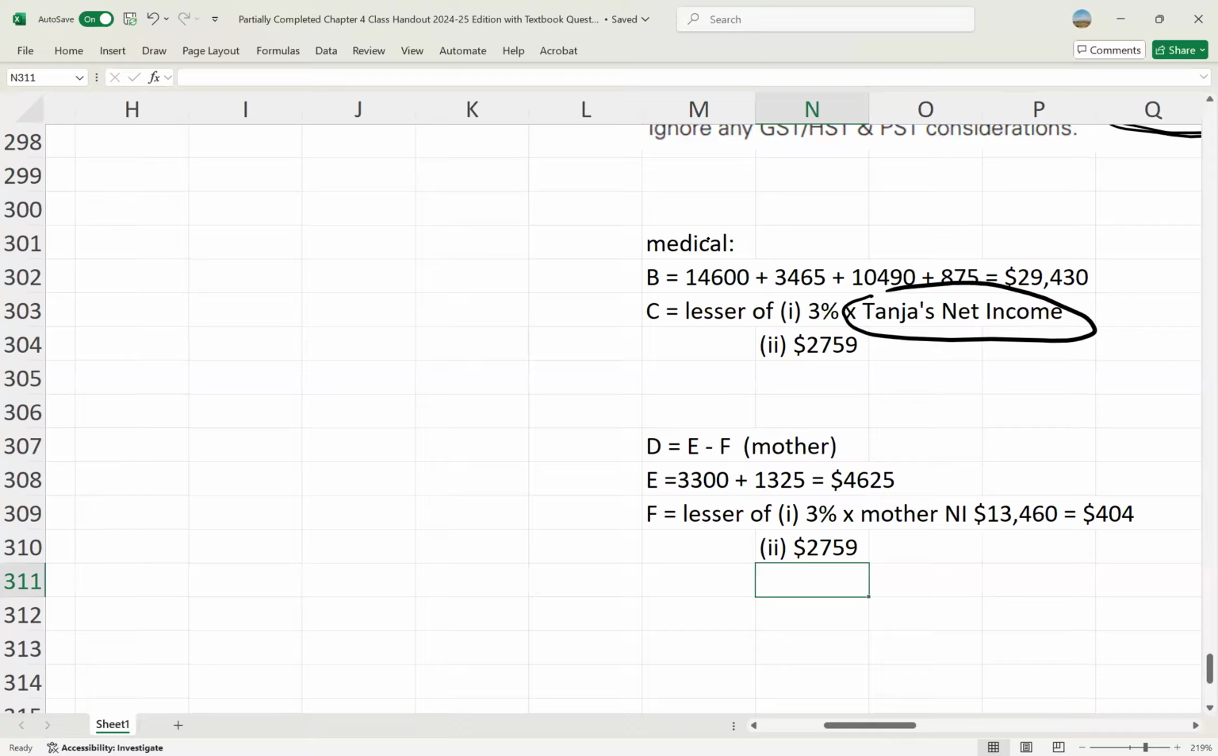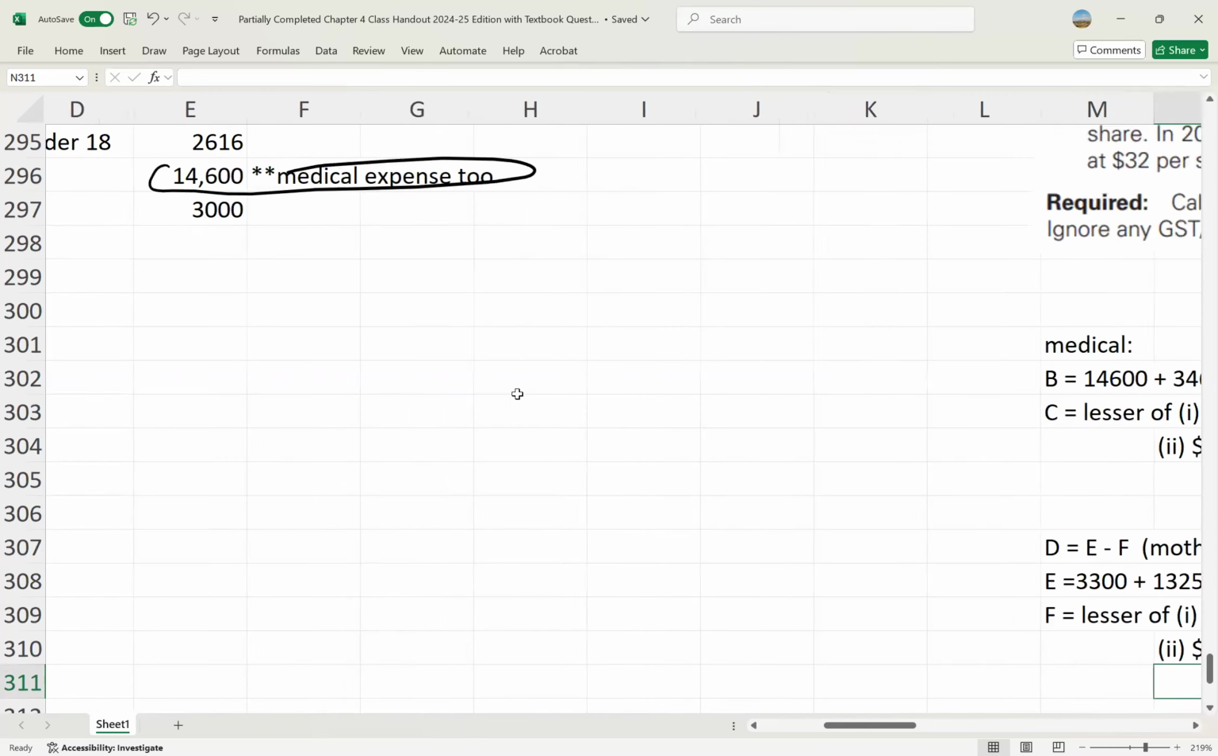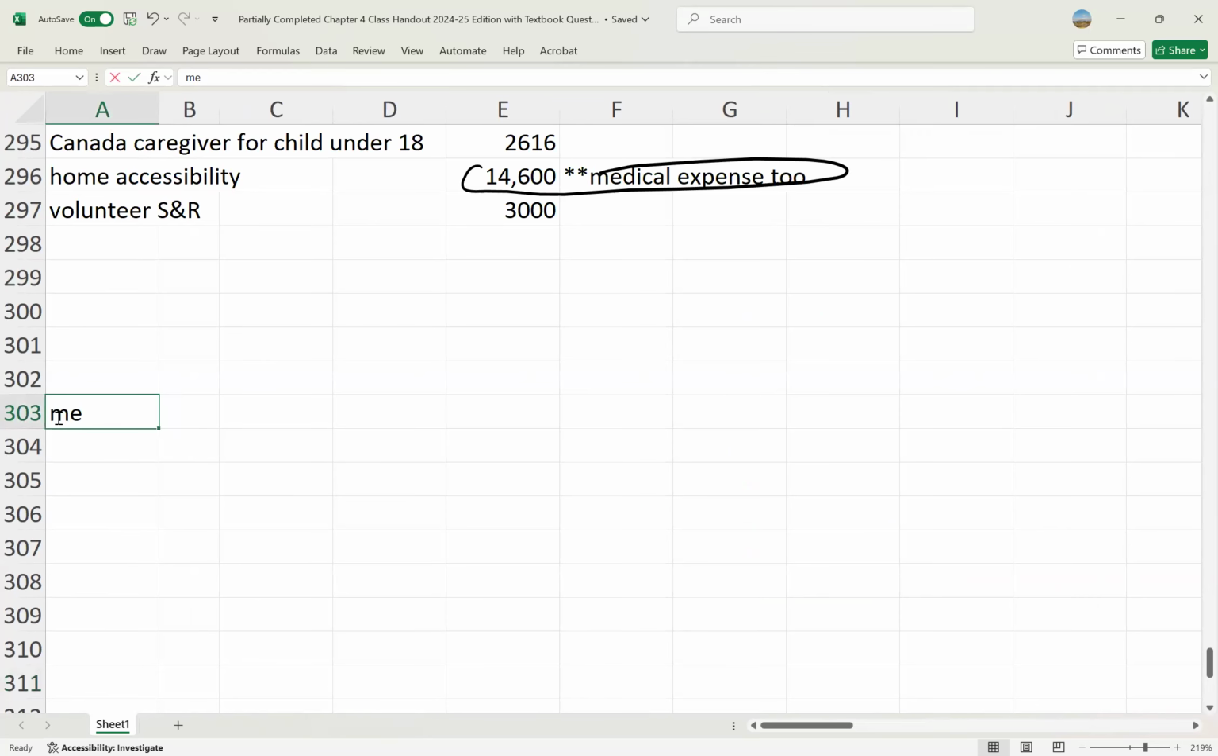D is equal to E minus F. E is just the medical expenses for that dependent over 17, which is the mother. And then F is the lesser of 3% of the mother's net income and the 2,759. So we'll come back to this once we know what Tanya's net income is. And once again, clean that up a bit.